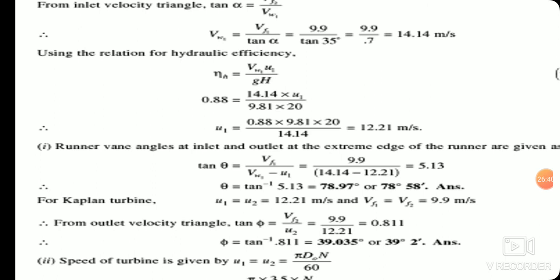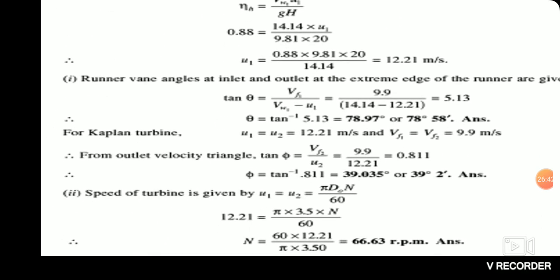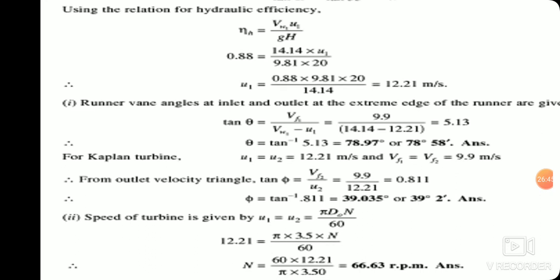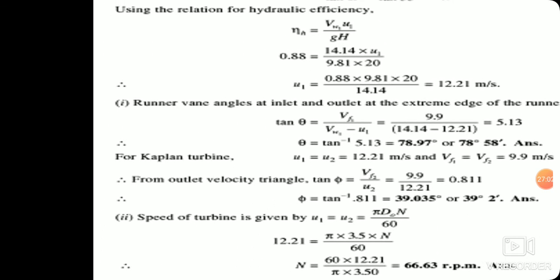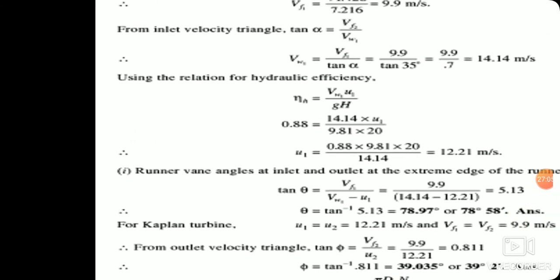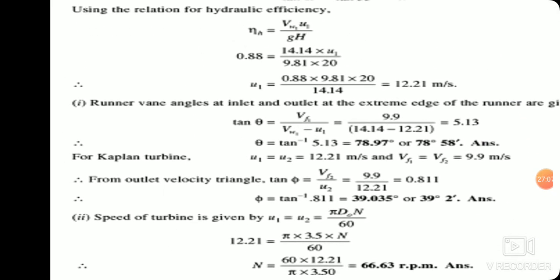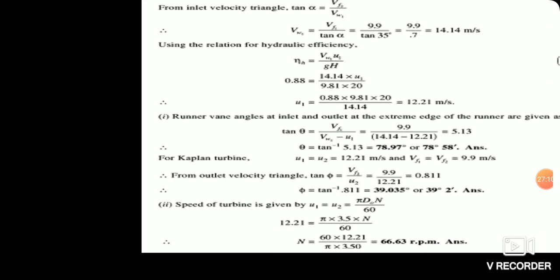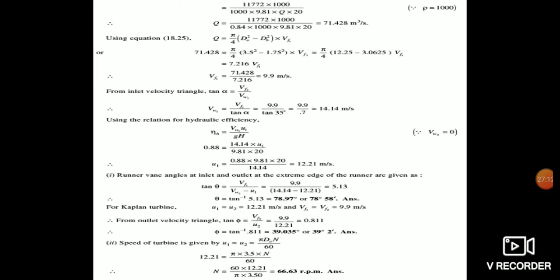The speed of the turbine is given by the formula pi D O N divided by 60. Since U1 is equal to U2, pi into 3.5 into N divided by 60 gives N equal to 60 into 12.21 divided by pi into 3.5, and it is coming as 60.63 rpm. This way, whatever they have asked, speed and all parameters, we have calculated.